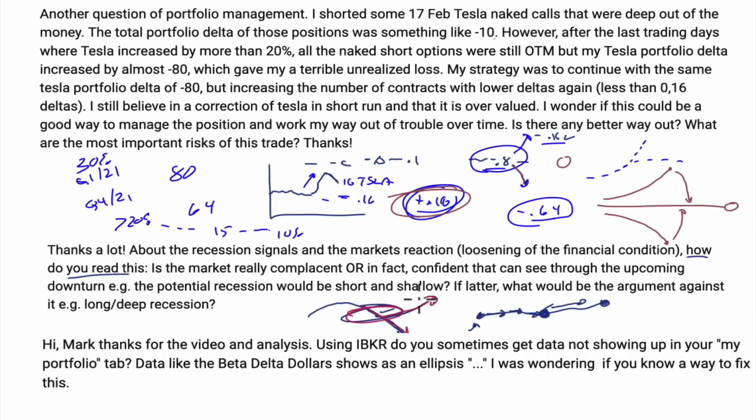Let's see. If the latter, would the argument against it be that the potential recession would be short and shallow? Well, here's the thing. Nobody really knows anything about this, but I will say this. It is difficult to get a long, deep recession without a credit crisis, without some credit issue. Credit is not an issue right now. So if there is one, I tend to think it would be short and shallow.